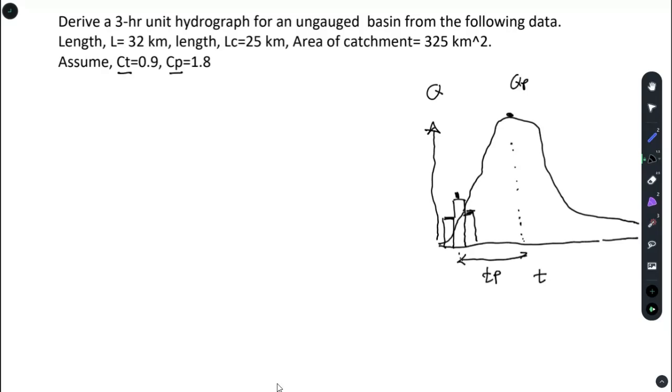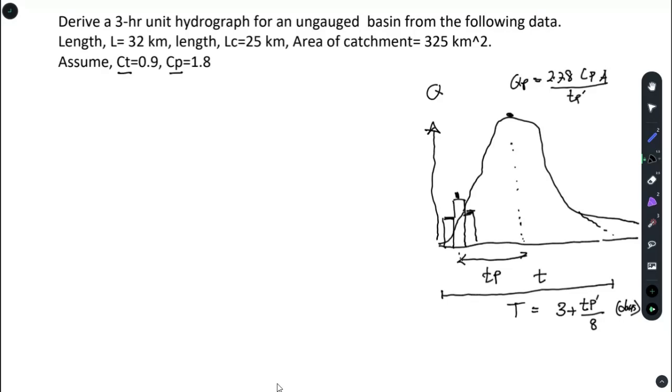We have a formula for that, and the formula is QP is equal to 2.78 CP A divided by TP prime, if I'm not wrong. Later we have a base period. Base period means the time direct runoff occurs. We call that T, and we have a formula for that: T is equal to 3 plus TP prime over 8, and it is in day units.